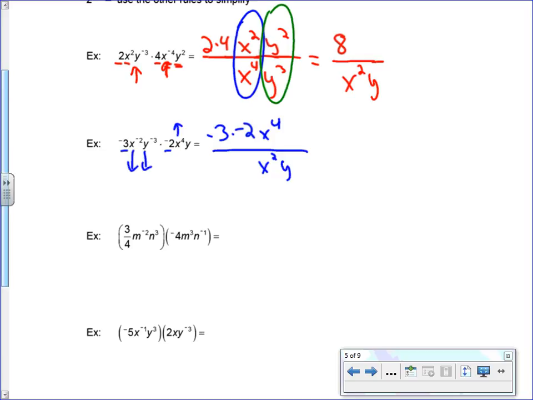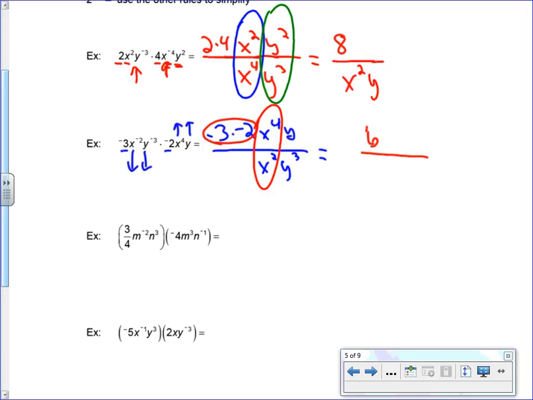Bring it to the bottom. And what do I do with this Y? Leave it on the top. Okay? So, -3 times -2 is 6. Oh, shoot, you're right, 6. I wrote -6, that was wrong. It's 6. Okay, look at your X's.